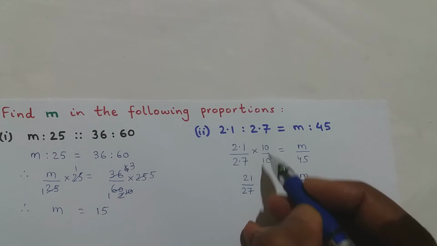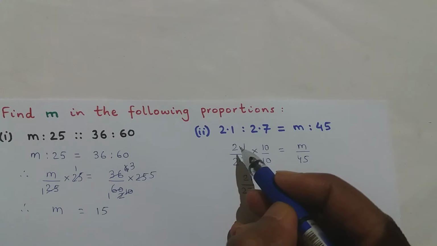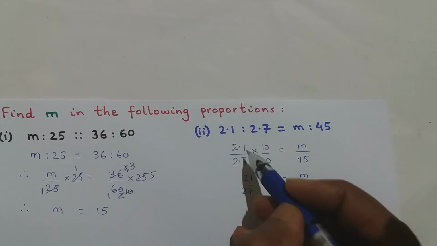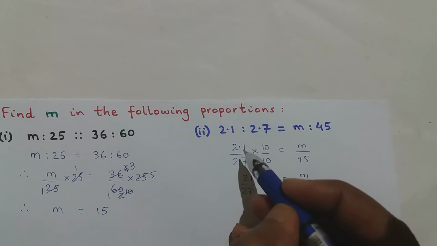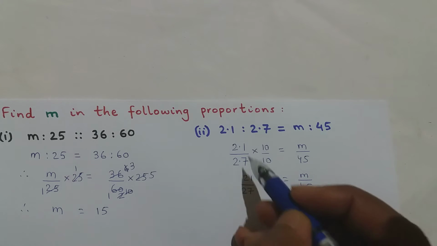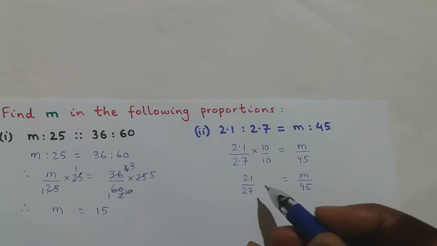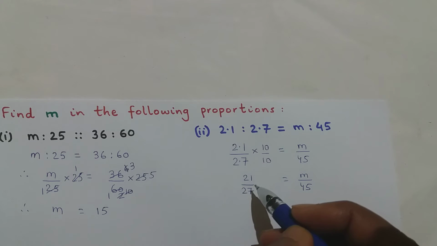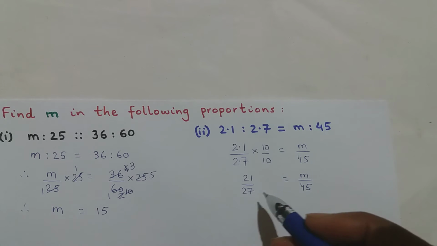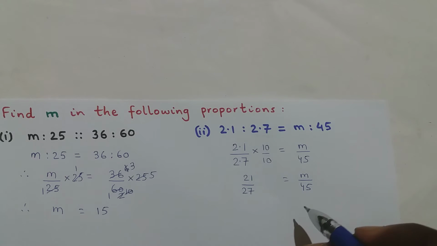Why did I multiply both the numerator and the denominator by 10? Because I feel comfortable when I remove the decimal. In 2.1 and 2.7 there were decimals, so I wanted to remove them. Therefore I multiplied both the numerator and the denominator with 10, so that now there are no more decimals. So it has now become 21 upon 27, and we get 21 upon 27 is equal to m upon 45.